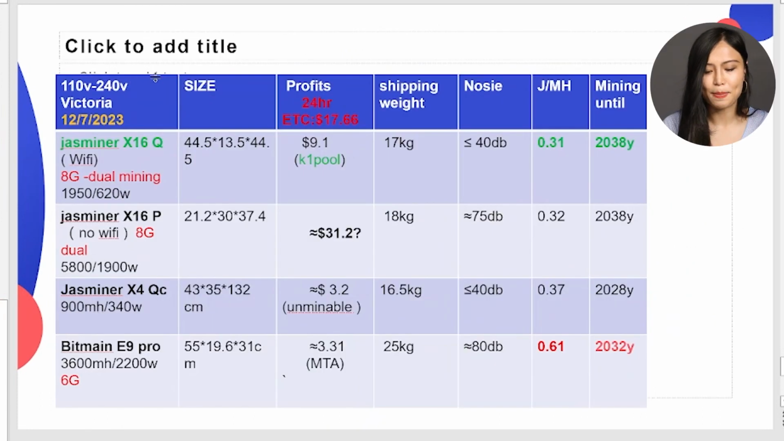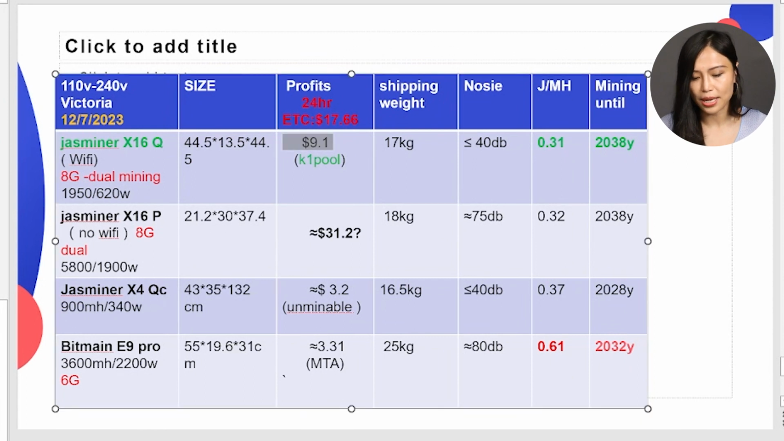And this is basically the summary I really want to do. So Jasminer X16-Q, Jasminer X16-P, and the QC, and even the E9 Pro, everything is pretty much here. When I'm doing the calculation for the Jasminer X16-Q, the $9.1 is very conservative. I use the worst data during all of my observation, because I don't want to make you dream big and then when the real profit drops you start to hate me. So I'm just showing you the real data performance.